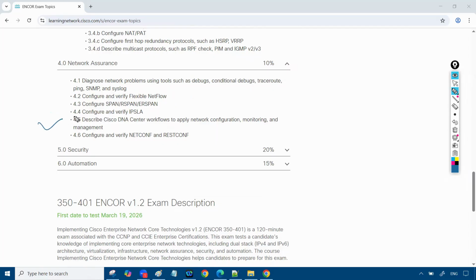Now then we have DNA Center, which is a part of SDA. And then finally we configure NETCONF and RESTCONF. These are part of automation. So we have a separate automation batch for ENCOR as well.